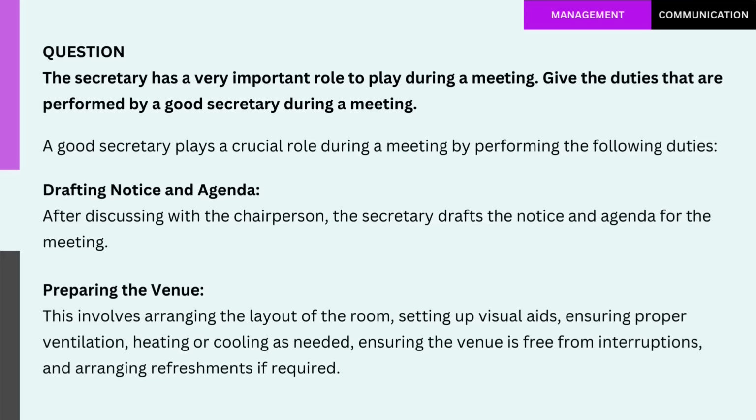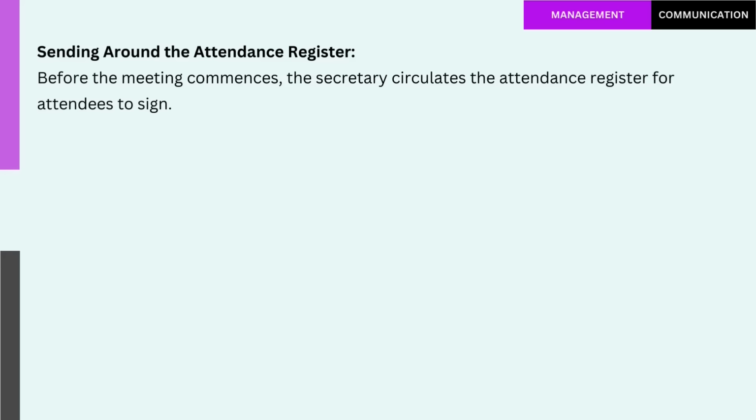2. Preparing the venue. This involves arranging the layout of the room, setting up visual aids, ensuring proper ventilation, heating or cooling as needed, ensuring the venue is free from interruptions, and arranging refreshments if required. 3. Sending around the attendance register. Before the meeting commences, the secretary circulates the attendance register for attendees to sign.